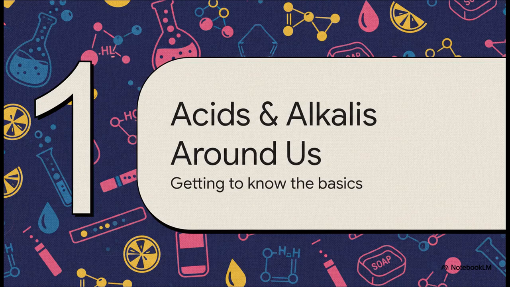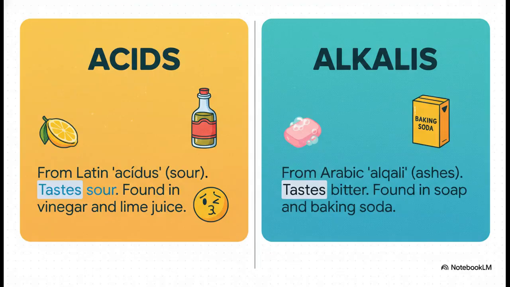All right, Section 1, Acids and Alkalis Around Us. Let's jump right in and get to know the basics. So what exactly are these things? Well, it all starts with the name. The word acid actually comes from a Latin word that means sour. That's no surprise, right? It explains why things like vinegar and lime juice have that sharp, sour taste.